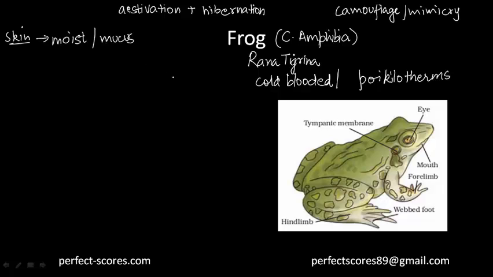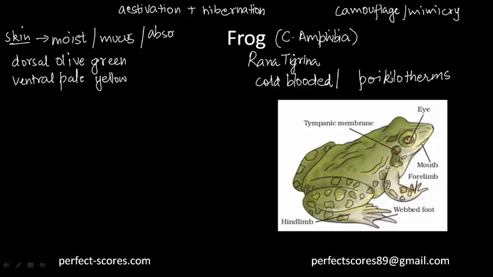The color of the dorsal side is usually olive green, and it sometimes has dark spots on it that you can see over here, here and here. On the ventral side, the skin is pale yellow in color with usually no extra spots on it. The frog never directly drinks water, but it just absorbs it through the skin. So that is another function of the skin, to absorb the water from the environment.